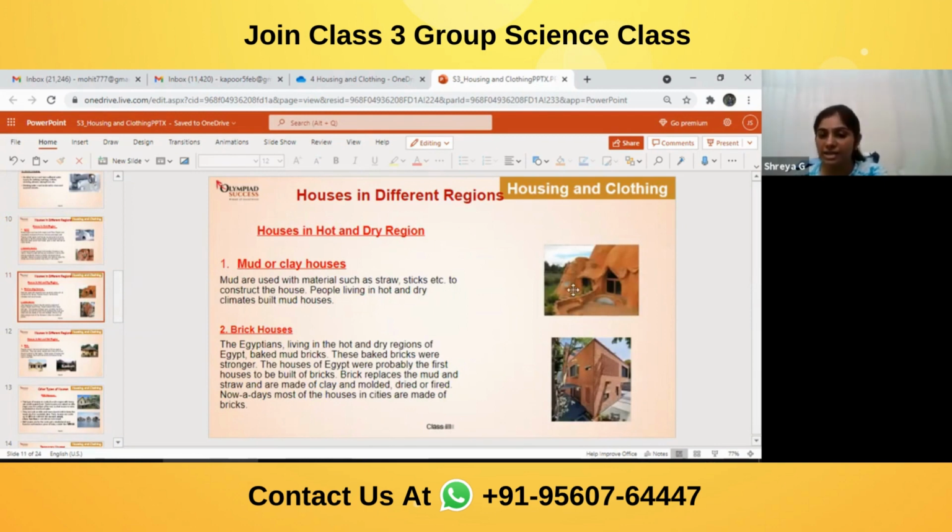Mud or clay houses. As you can see on the right side, this is a mud or clay house. Mud is used with materials such as straw, sticks, etc. to construct the house. People living in hot and dry climates build mud houses. So mud houses are placed where they are in hot and dry regions.